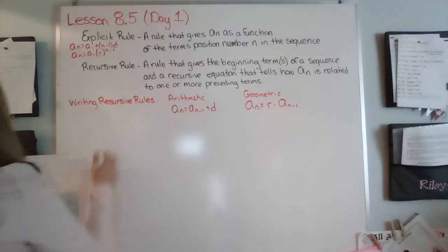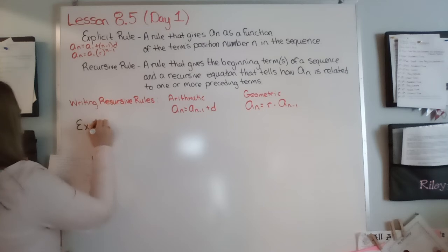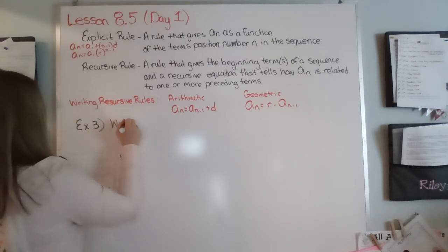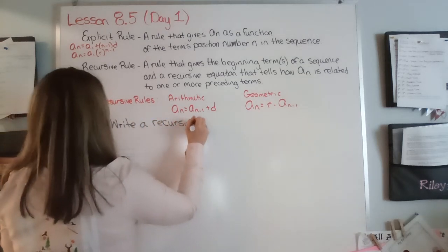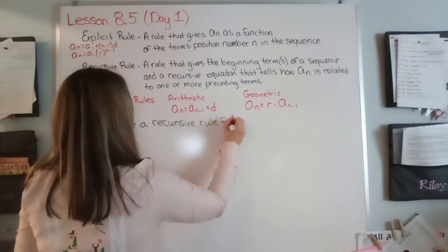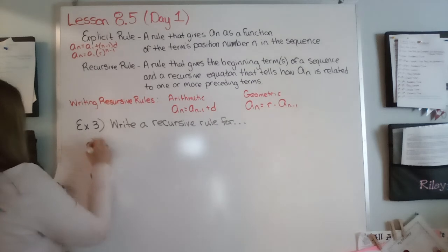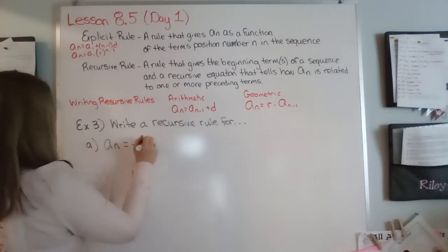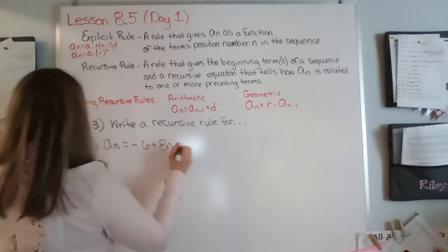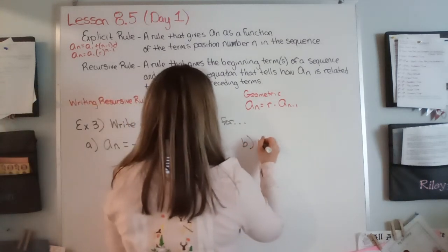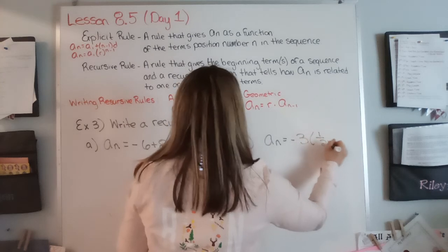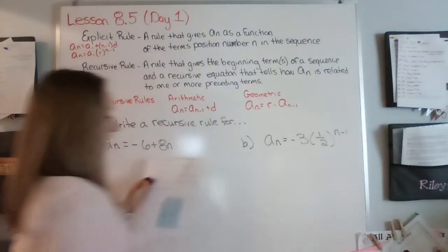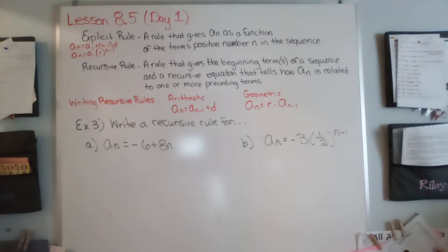All right, for example 3, we're going to write a recursive rule for a, a sub n equals negative 6 plus 8n, and b, a sub n equals negative 3 times 1/2 raised to n minus 1. Okay. So basically, I'm giving you an explicit, remember explicit rules?